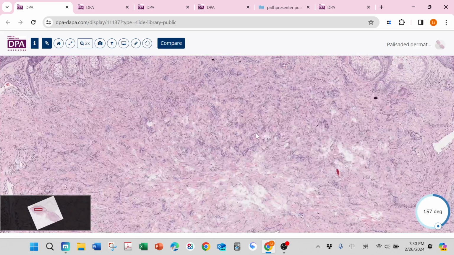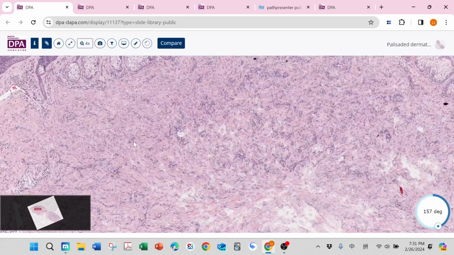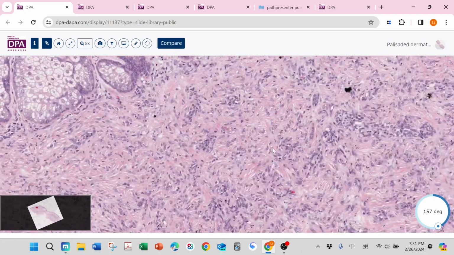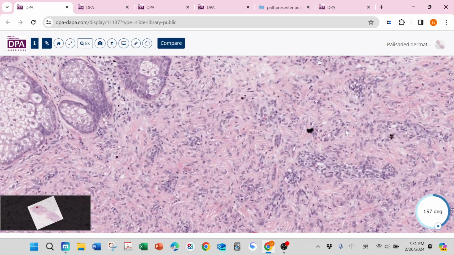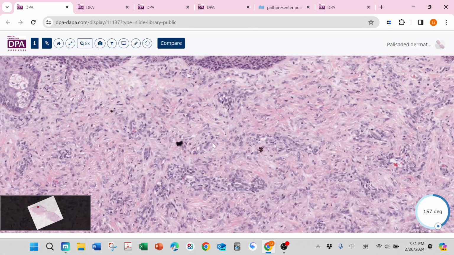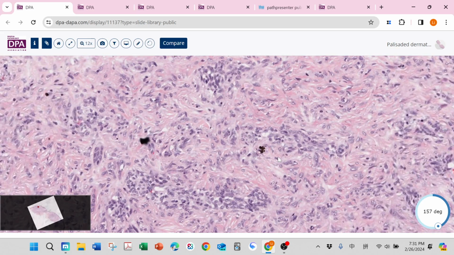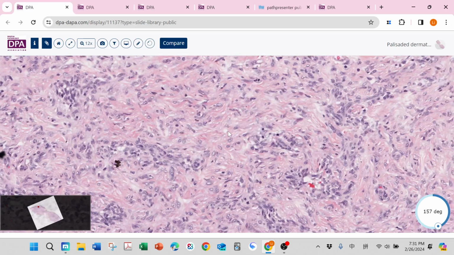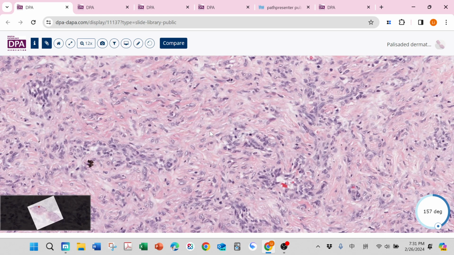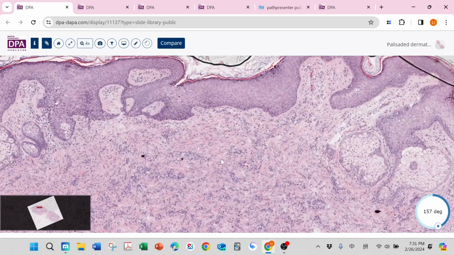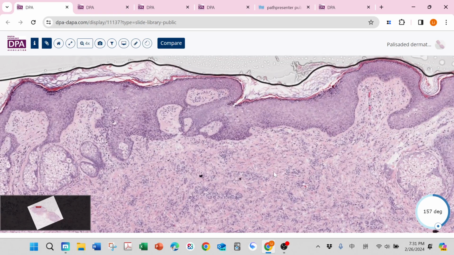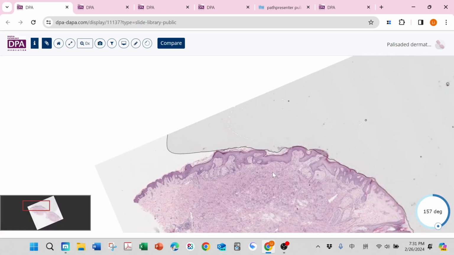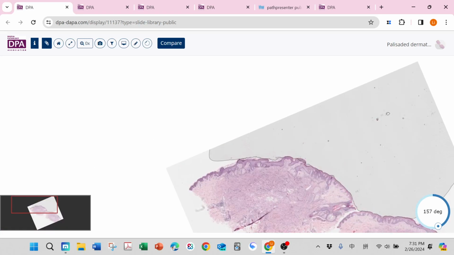Of course, when you see other features, like the spindle cells didn't form any swirling structure, and the cells do not look identical. They are still polymorphic, but the cytology is really bland. And then if you do CD34, that is negative. So this is another good example of dermatofibroma.